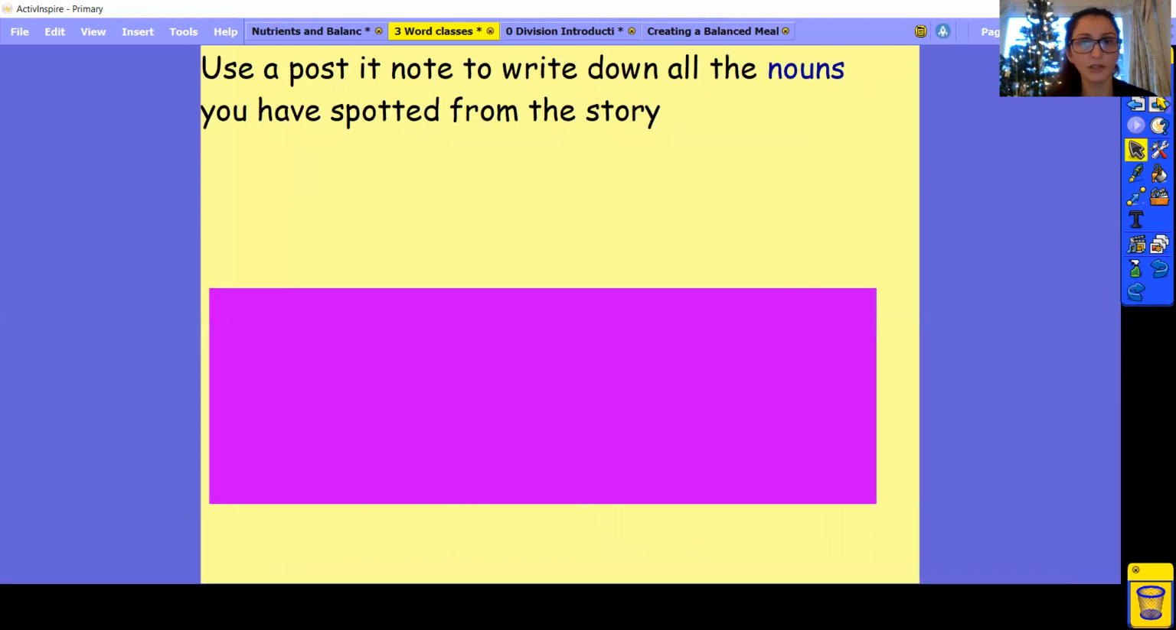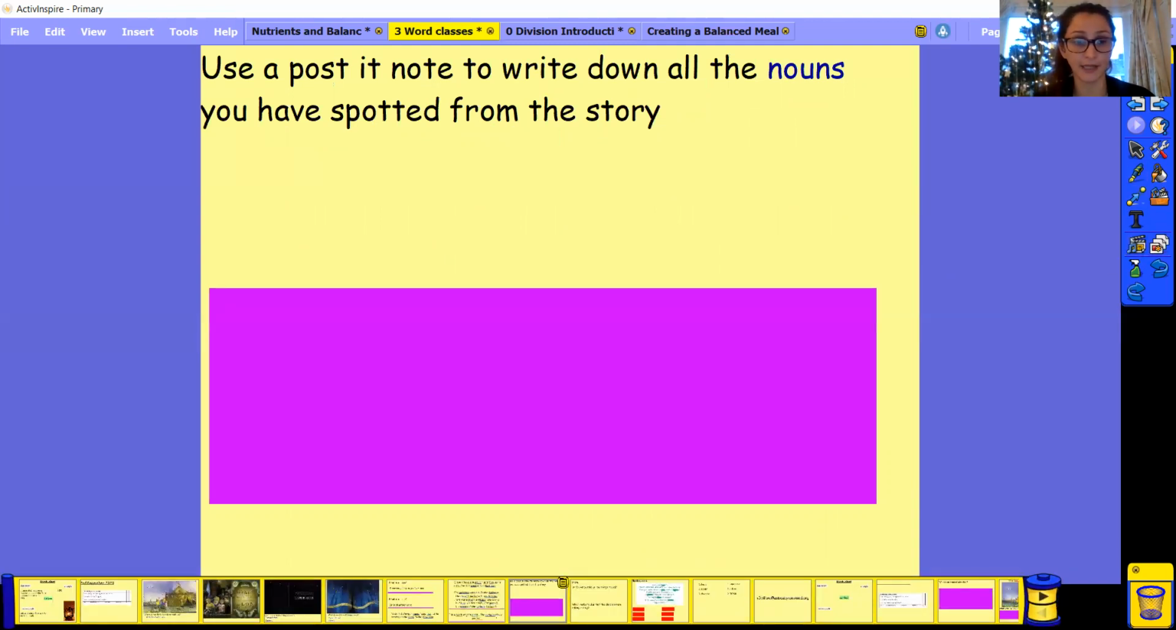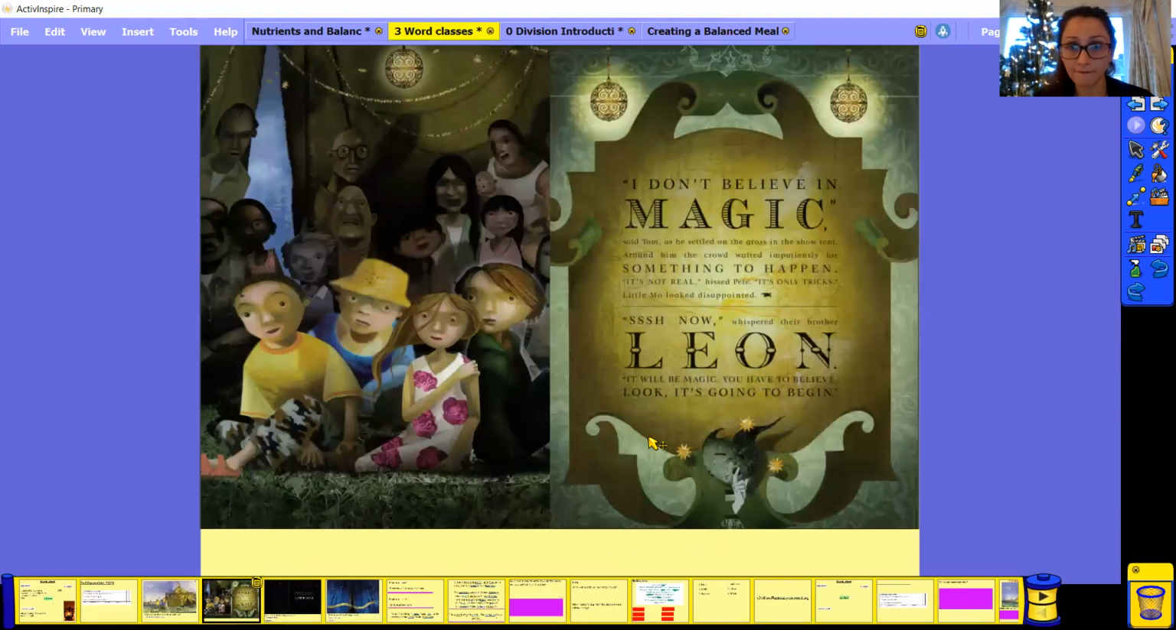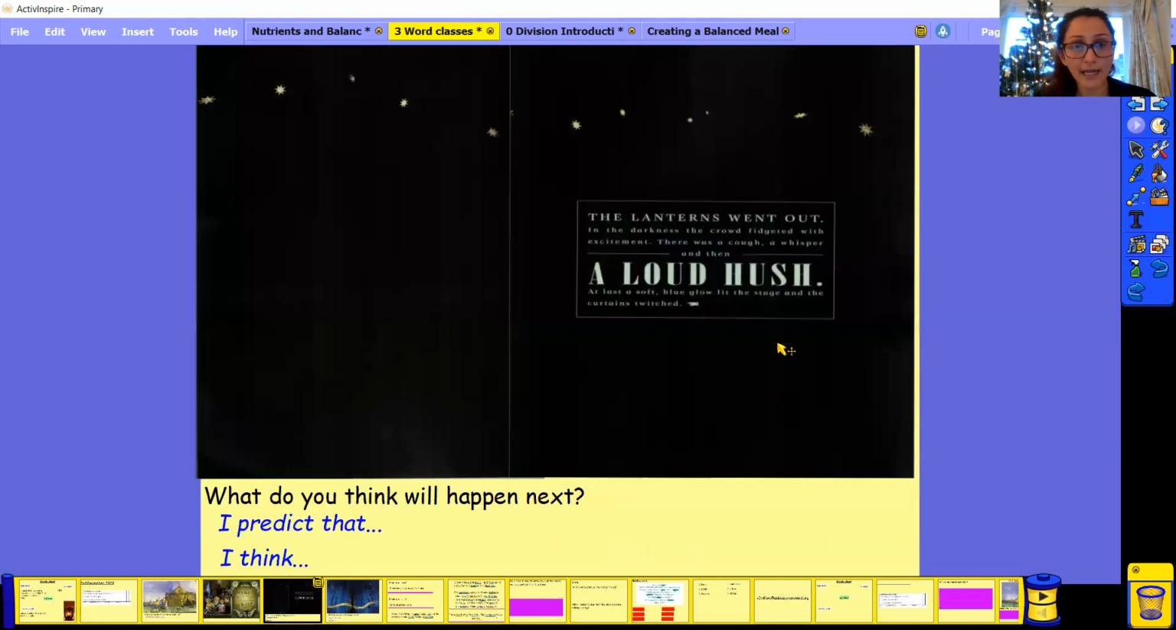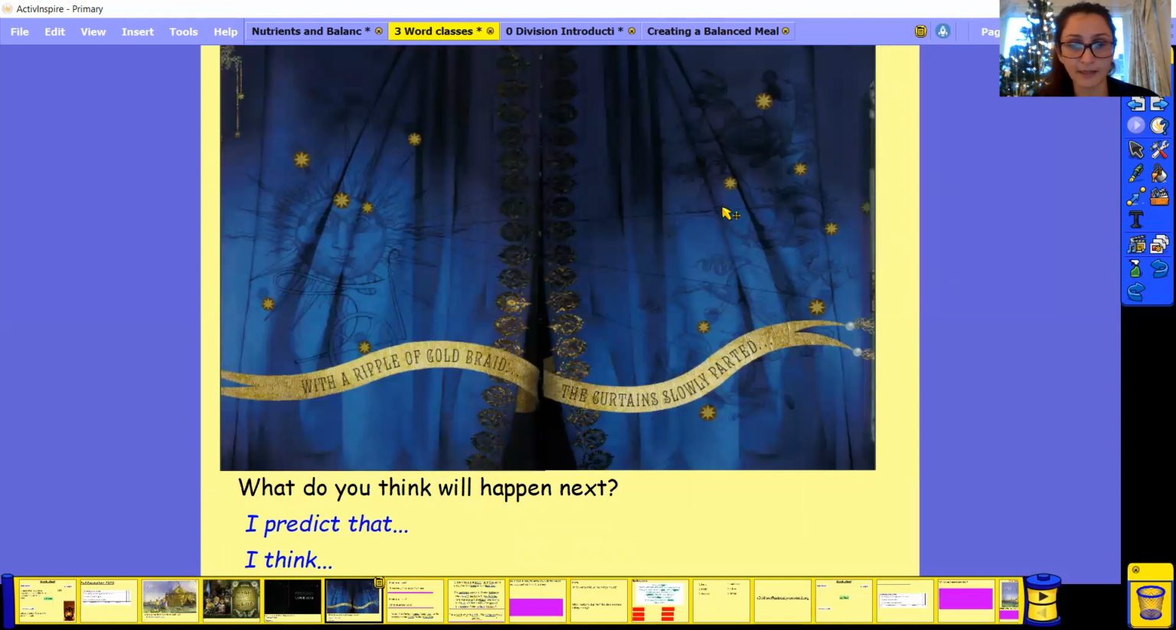Brilliant. So what you're going to do, obviously you're not going to use post-it notes because you probably don't have them at home. I definitely don't have them. But you're going to write down all the nouns that you have spotted from the story. You can rewind me and find all the nouns in each section. For example, you might want to go back to this page, find all the nouns. If you want to have a quick pause, you can. Find as many nouns as you can on this page, writing them down on a piece of paper. And find the nouns on this part of the book as well. Write as many as you can down.